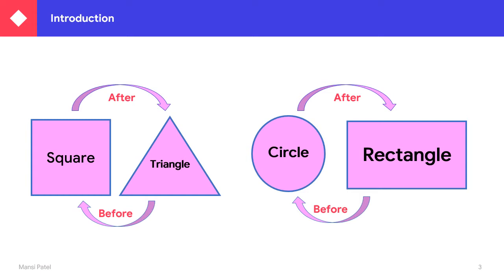Now, which shape after circle? So, it is a rectangle. So, we can say that the successor means just after and predecessor means just before. So, the another name of after is successor and another name of before number is predecessors.